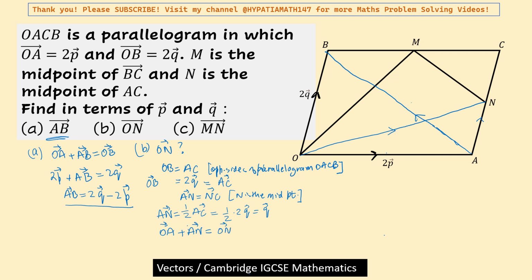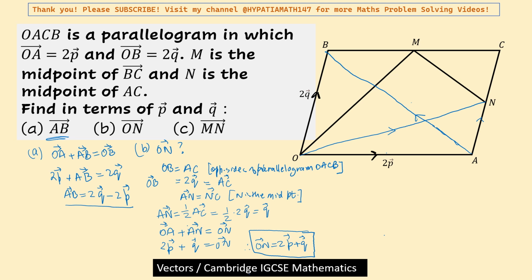So OA is twice of vector P, plus AN, which I've just found out is Q, equals ON, which we need to find. So we got it really. ON is 2P plus Q. So that is ON.